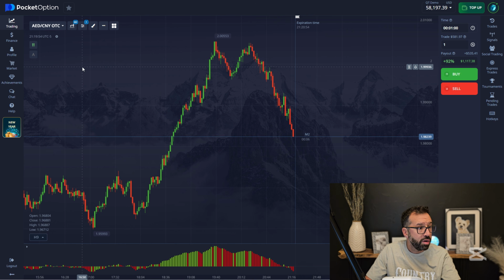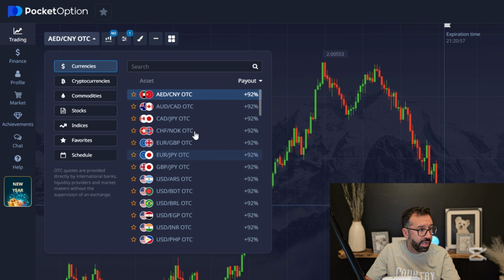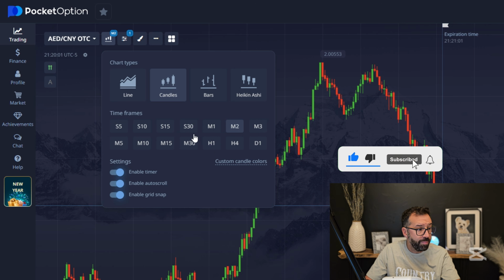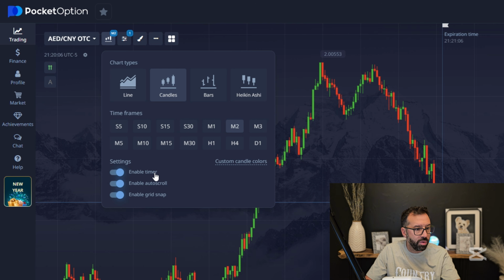All right, here are our pairs. This is what we're trading. This is our candle styles and our time frame. Auto scroll on or off, enable timer on or off. The grid, I enjoy the grid, but you don't have to have that. You can take that off.